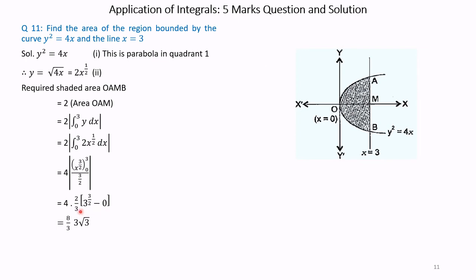Therefore, simplifying, we get 2 into 4, 8 divided by 3, into 3 root 3, square root of 3. That becomes 8 into, this 3 and 3 get cancelled. 8 into square root of 3 square units is the answer. This is a very simple problem. You practice it. Mostly you will get this question in your examination.